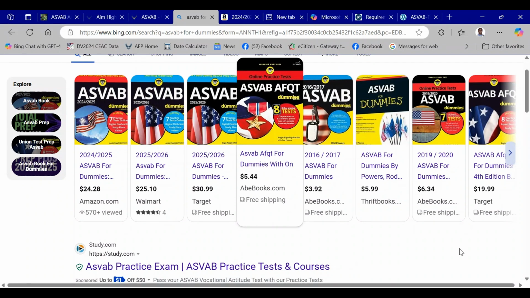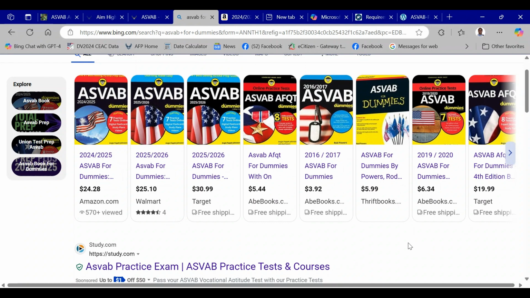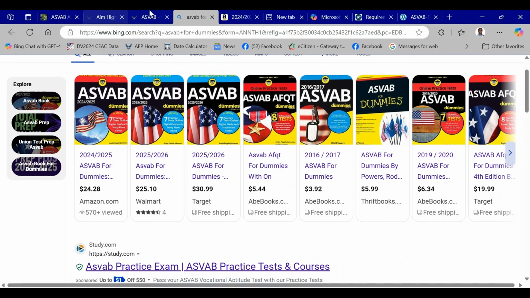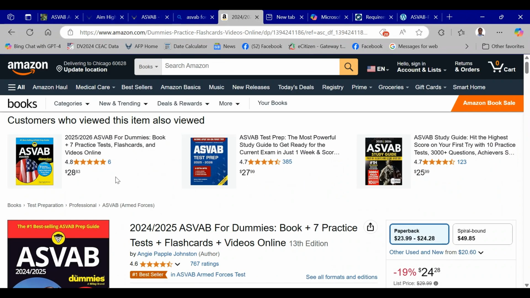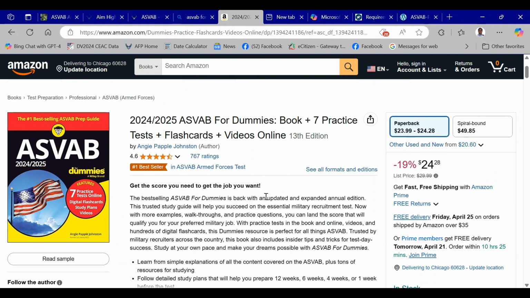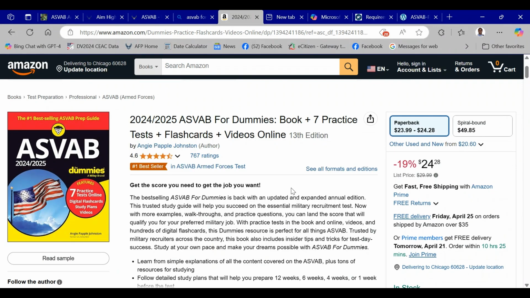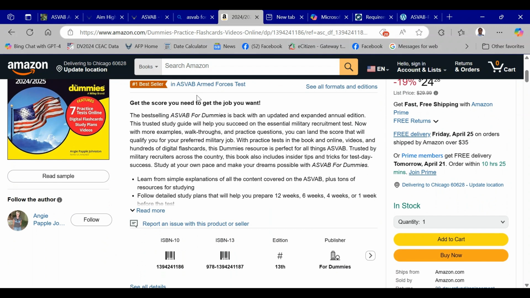ASVAB AFQT. For Amazon, if you are in the US, let's say you've come to the US through Diversity Visa Lottery, you have a green card and you want to join the US military, you can buy this ASVAB for Dummies. If you know how to utilize online resources, you don't need to buy this.